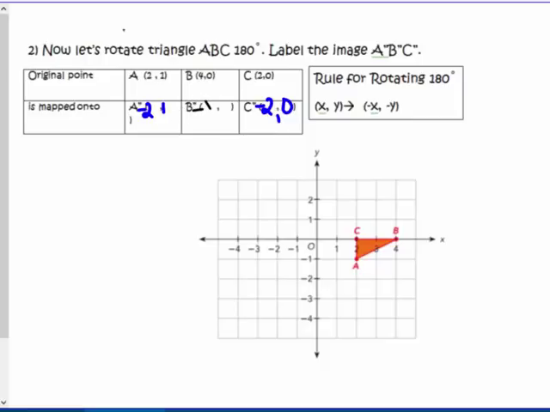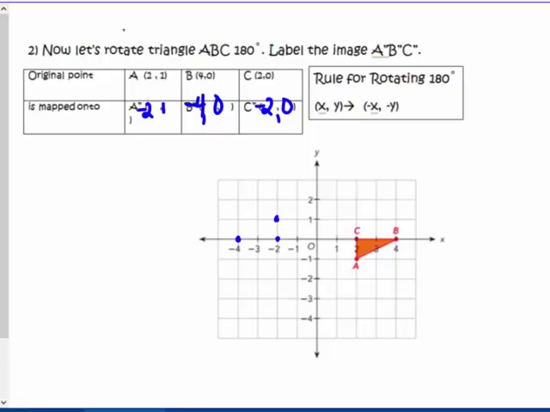What is that? Smartboard is being weird. -4, 0, this was. Oh, come on. Okay, so A double prime is -2, 1. And B double prime is -4, 0. And C double prime is -2, 0.